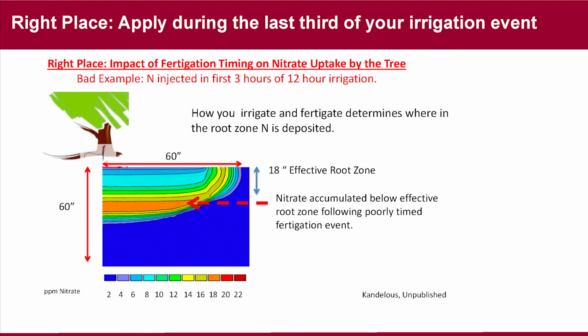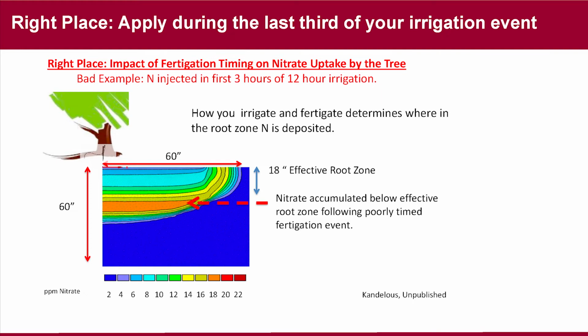This is a slide about the right place. And here we did a simulation of a 12 hours irrigation cycle, where we injected the fertilizer in the first 3 hours. Okay? So if you have a 12 hours irrigation event and you inject the fertilizer during the first 3 hours of that event, this is what happens in the soil underneath the ground. Most of your nitrogen gets accumulated around 30 inches deep.